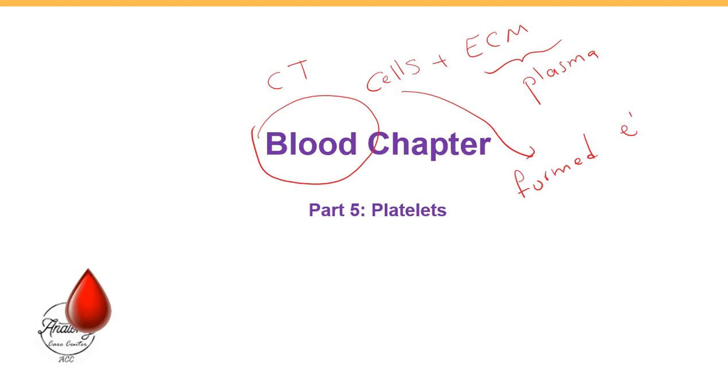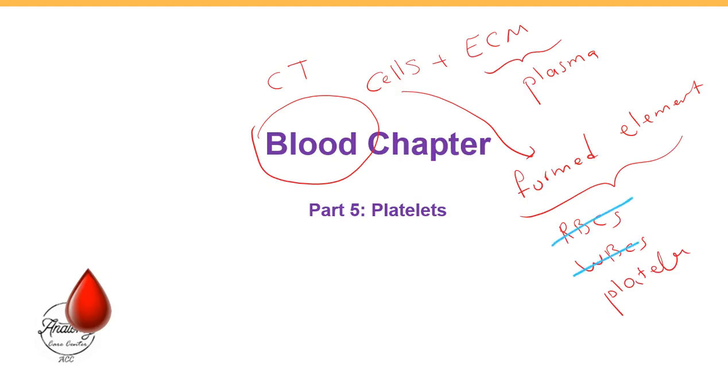So we separated the blood components into formed elements and plasma, and as you already know, formed elements are composed of RBCs, WBCs, and platelets. In previous videos, we talked about the structure and function of RBCs and WBCs, and right now we are going over the platelets.